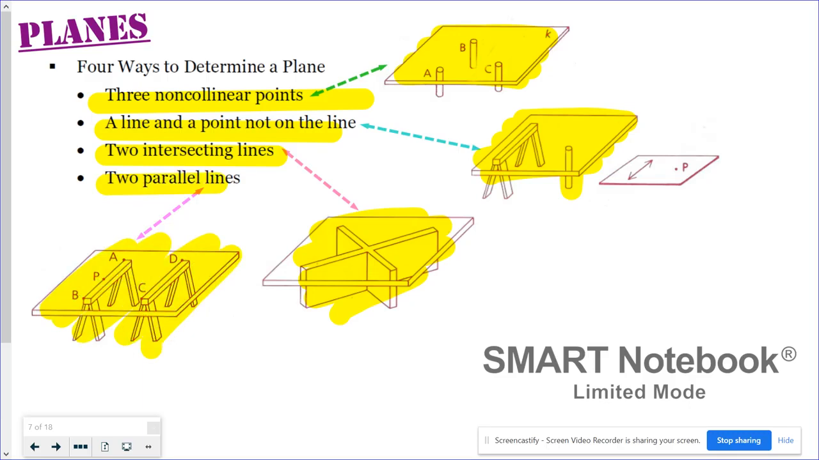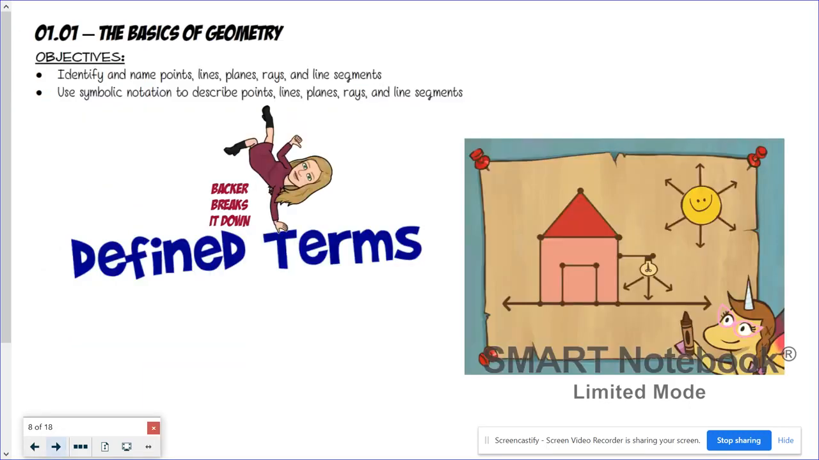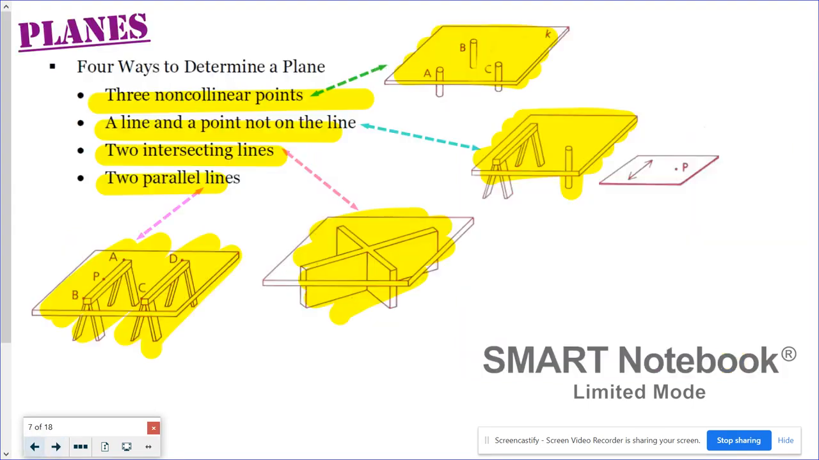Okay. Oh, and there we have it. Those are our undefined terms in geometry: point, line, and plane.